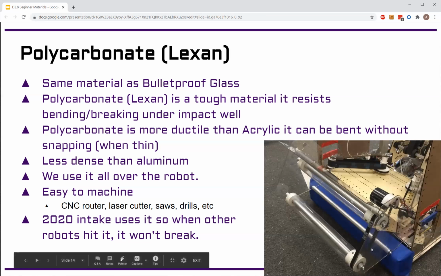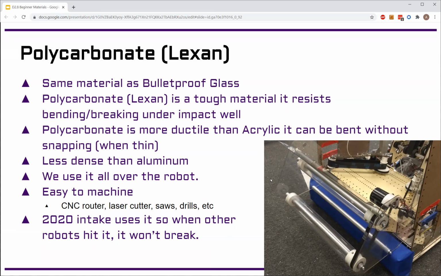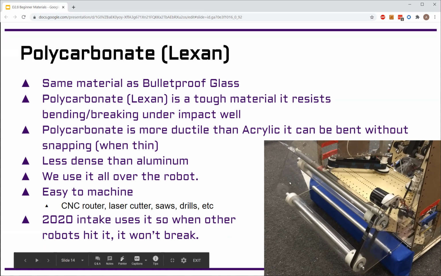So these side panels were made out of polycarbonate. These are actually polycarbonate tubes that we used as the intake rollers. And they're designed that way so that if we run this part of the robot into something, since this is outside of our bumpers and could hit another robot or field obstacles, these parts don't break since they're made out of polycarbonate. They're tough and able to bend a little bit if they need to without snapping or cracking. So these work well for that.